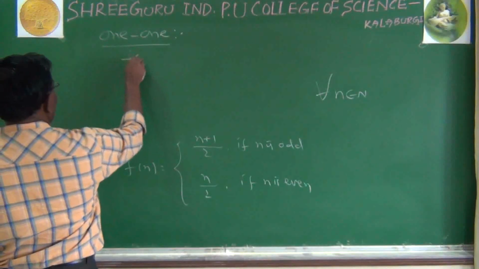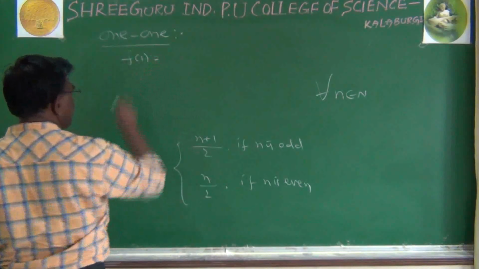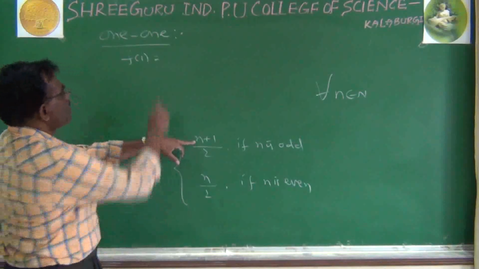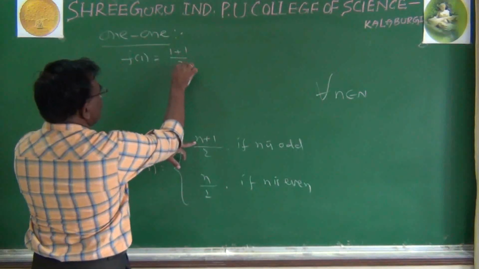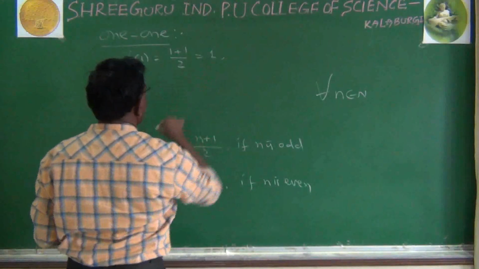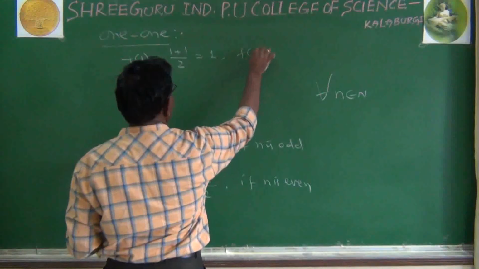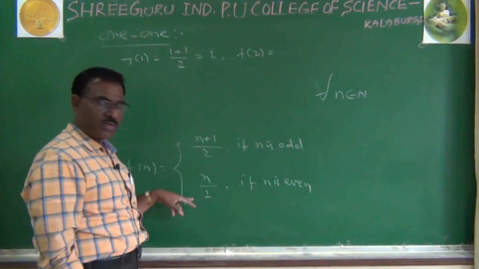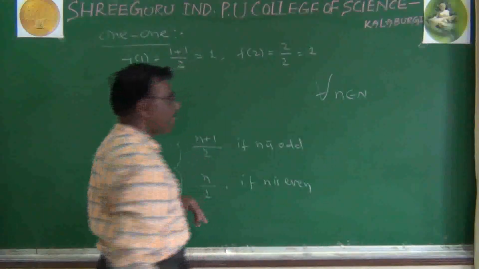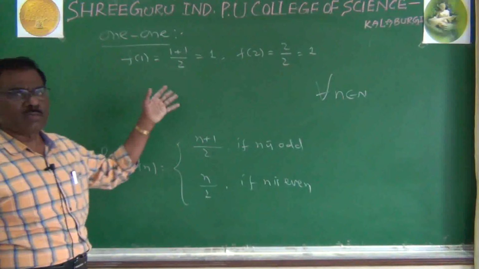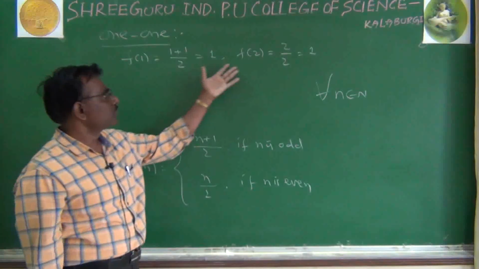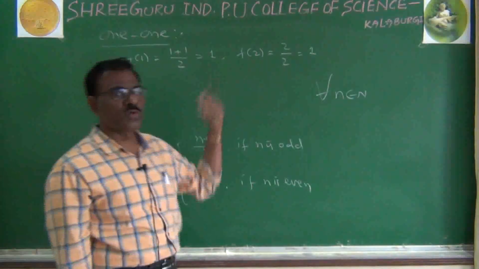Now I am taking f of 1, an odd number. f of 1 means odd only. f of 1 is (1 + 1)/2. This answer is 1. I am taking f of 2, an even number. You have to substitute in the even formula, 2/2 is equal to what? 1. One example is enough. f of 1 is 1, f of 2 also 1.